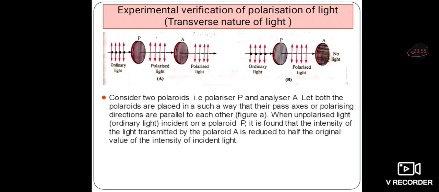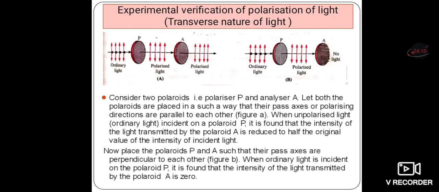When unpolarized or ordinary light is incident on the polaroid P, it is found that the intensity of light transmitted by the polaroid A is reduced to half of the original intensity of the incident light. Similarly, consider the second diagram. Now place the polaroids in such a way that their axes are perpendicular to each other. Here polarizer P is parallel and the analyzer is perpendicular to it. When ordinary light is incident on P, the intensity of light transmitted by A is 0, because the perpendicular vibrations are absorbed and therefore we do not get any light.